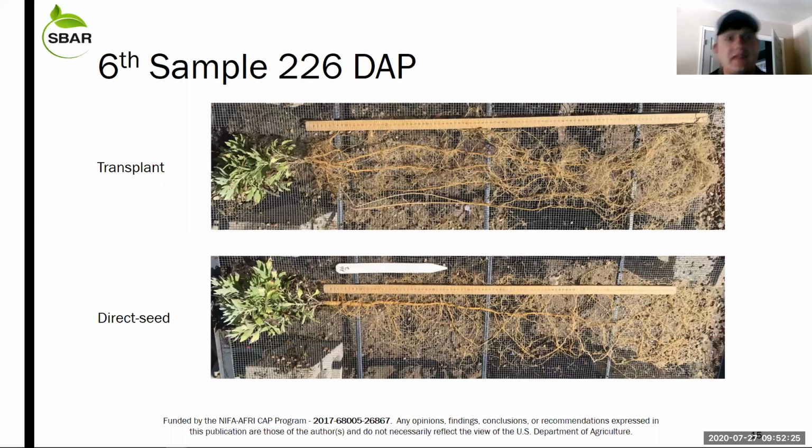So then here it is. This was our last harvest from our first experiment. You can see this is day 226, or about 6 months after planting. And you could see the dramatic morphological difference in these rooting structures. For example, that top plant has about 6 or 7 different coarser roots, and that bottom one just has one main taproot that goes down through the whole profile.